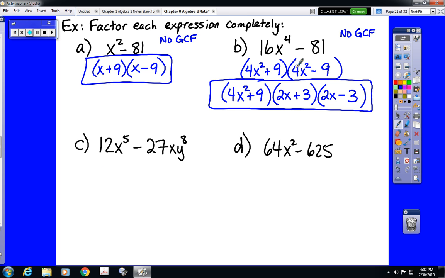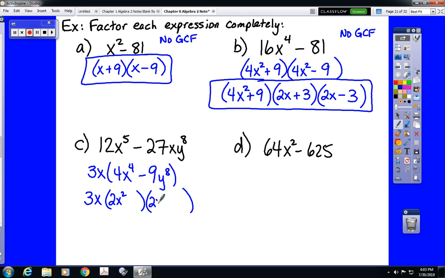Okay, letter C has a GCF of 3x. So if we factor out 3x, that means we're dividing by 3x, which would leave us with 4x to the 4th minus 9y to the 8th. That is a difference of two perfect squares. The square root of 4x to the 4th is 2x squared, and the square root of 9y to the 8th is 3y to the 4th. Notice that neither one of those fits the pattern for difference of two perfect squares, so we are done.